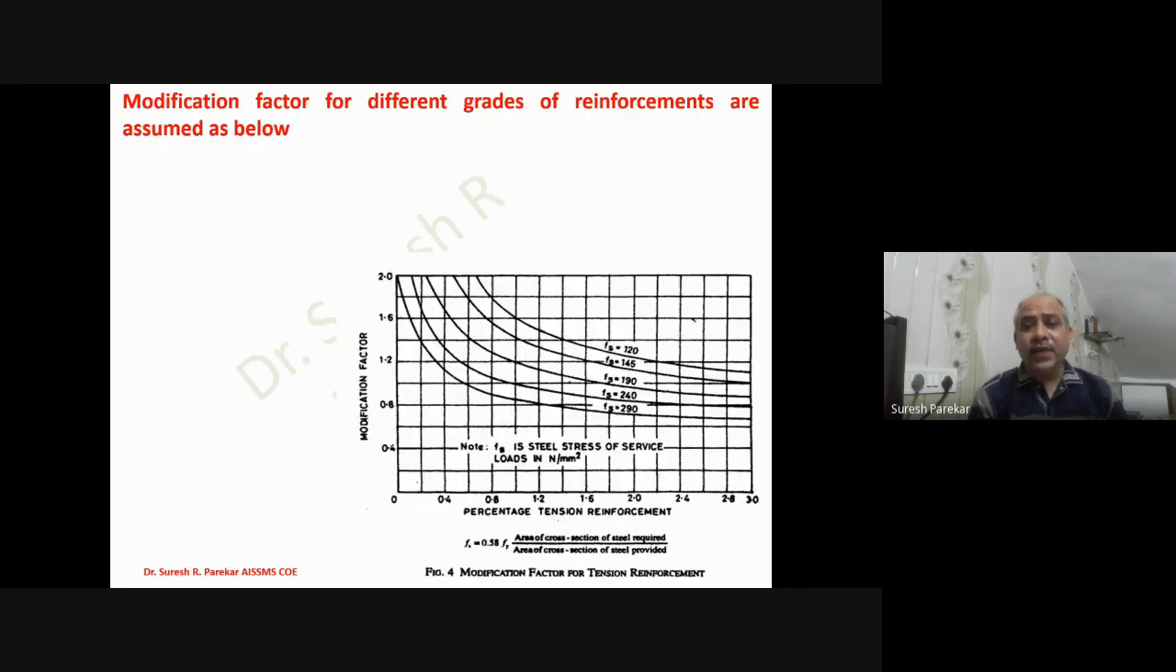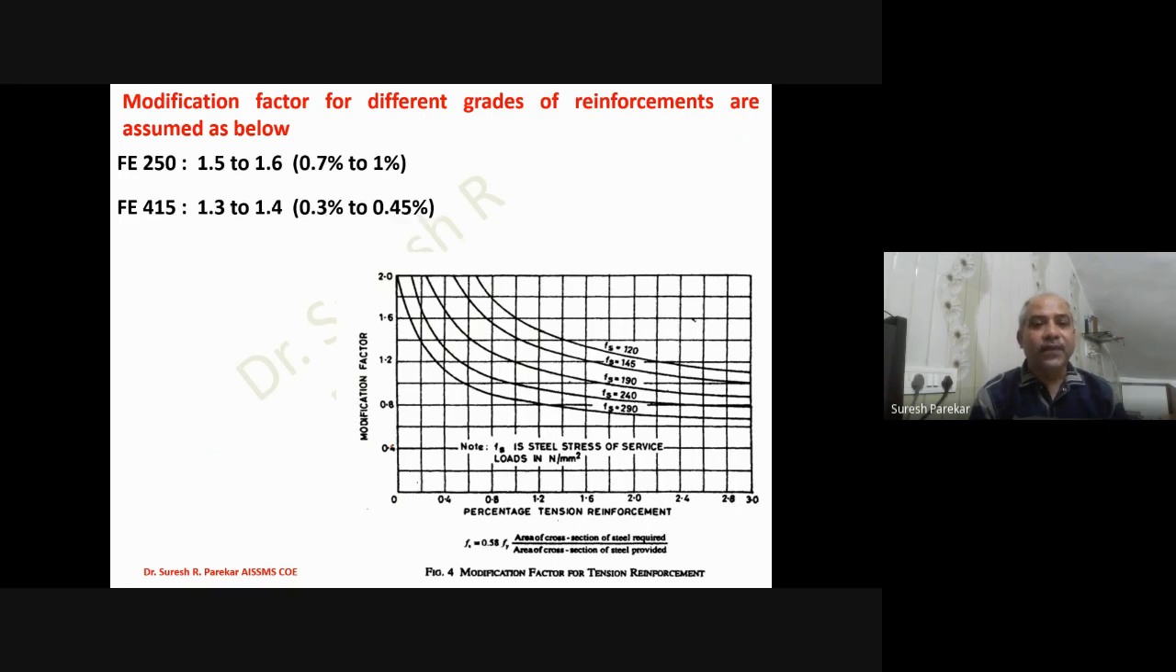Now what value should we consider for this modification factor? In the second step we do not have steel provided and we do not know the percentage of reinforcement, and therefore for Fe 250 we take the modification factor as 1.5 to 1.6, assuming percentage reinforcement 0.7 to 1%. For Fe 415 and 500, we consider 0.2 to 0.45%, and the modification factors are generally 1.3 to 1.4.